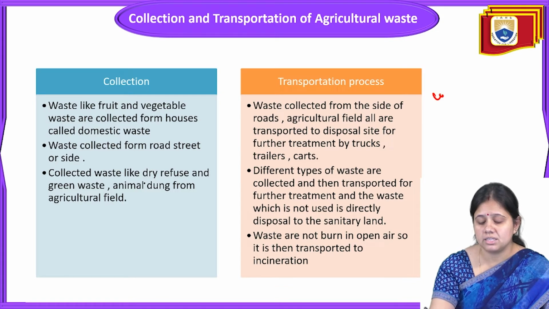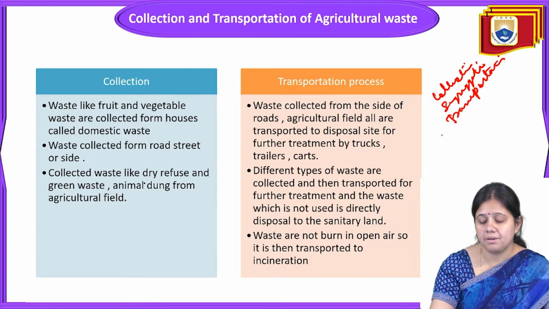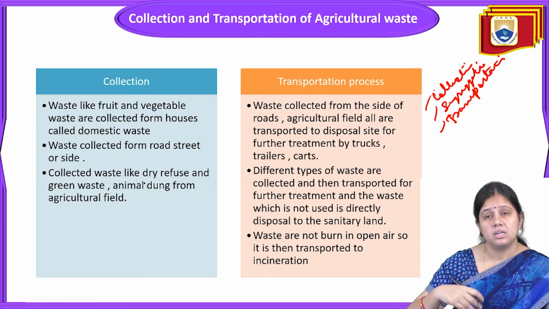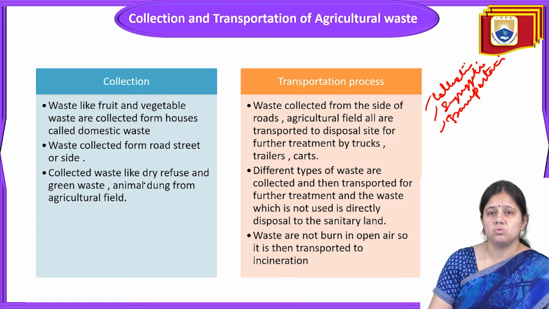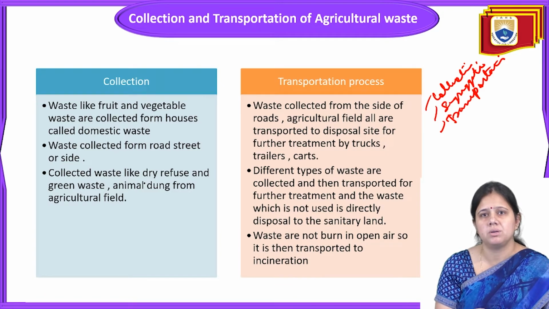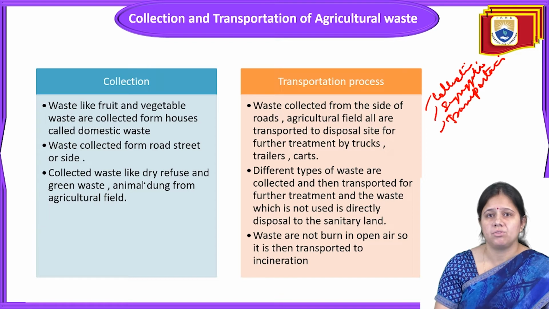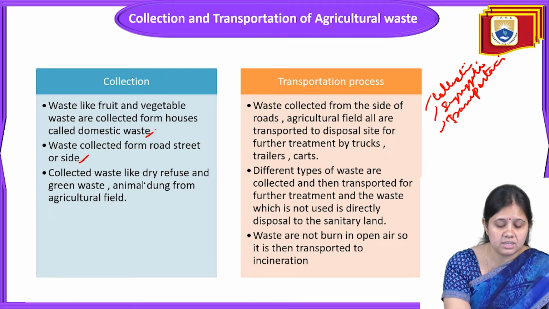So collection, segregation and transportation are a very important part of agriculture waste management. Waste like fruit and vegetable collected from houses is called domestic waste, and waste collected from road, street or roadside. So these are the domestic waste.